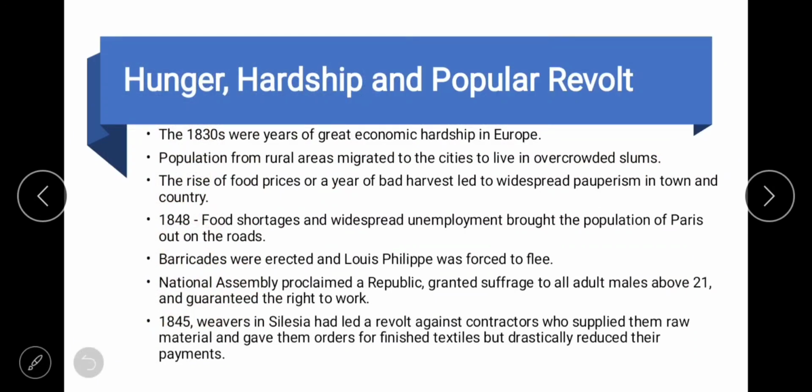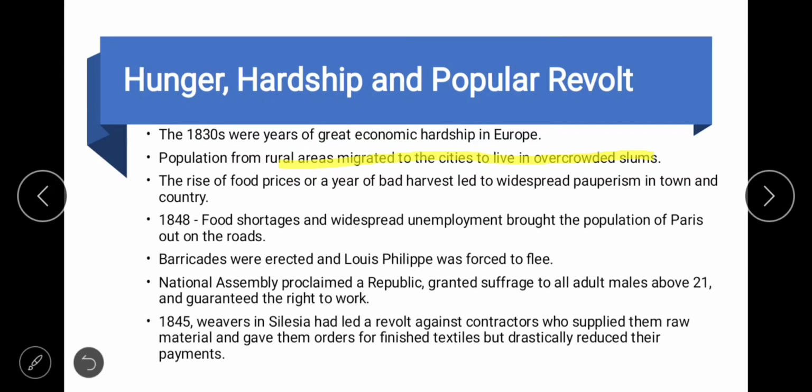Then comes hunger, hardship, and popular revolt. The 1830s were years of great economic hardship in Europe, and the first half of the 19th century saw an enormous increase in the population. In most countries, there were more seekers of jobs than employment, and the population from rural areas started migrating to the cities to live in overcrowded slums.